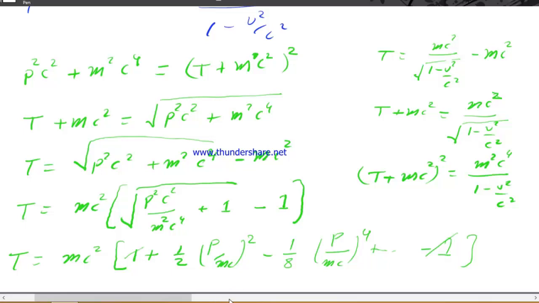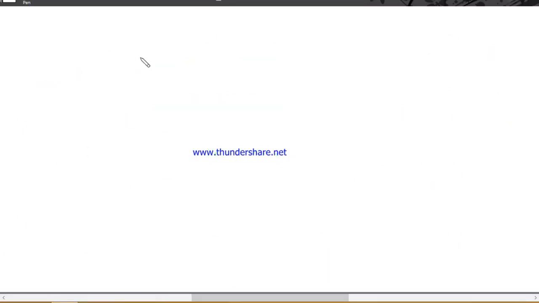Then you can write this equation, and then T is equal to mc square times 1 over 2 p square divided by mc whole square, minus 1 over 8 p divided by mc whole to the fourth power, and so on.